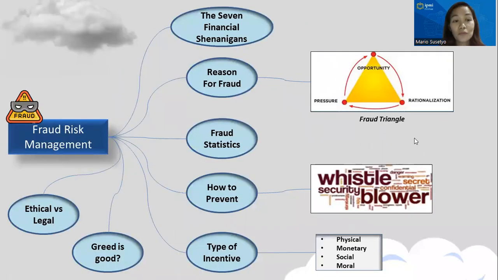We also learn about fraud risk management. In this topic, we learn about the fraud triangle. There's a reason someone commits fraud in the company. There is pressure, there's opportunity, and also rationalization. How to prevent fraud risk in the company? By using a whistleblower mechanism. We also learned that there are 4 types of incentive for employees: physical, monetary, social, and moral. But monetary incentive cannot make up for the other 3.